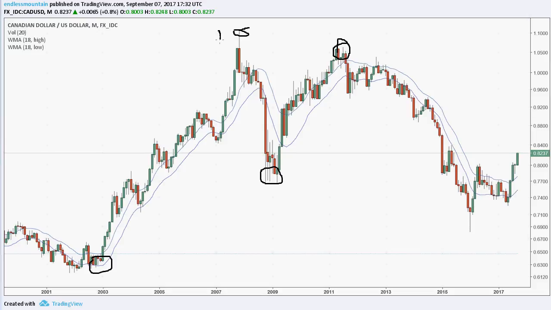So silver topped in this area at around 21. Silver then bottomed here at 8 and change, and then it topped here at 50. And then this bottom is pretty much where the silver bottom is, around the same time. This bottom is around 13, I think.